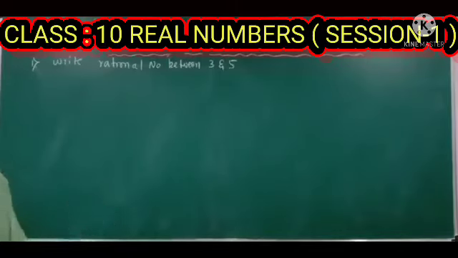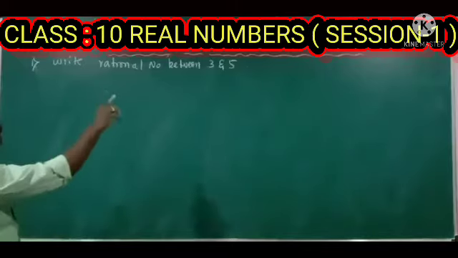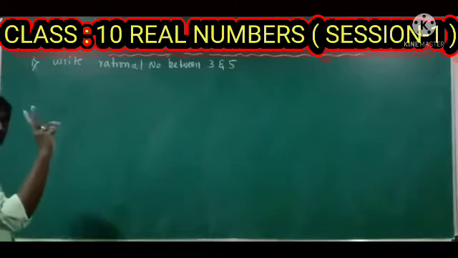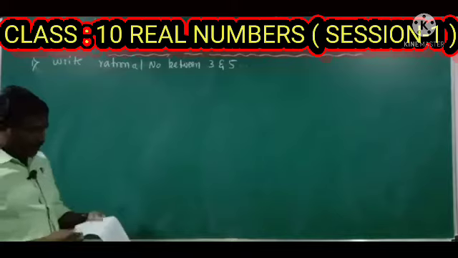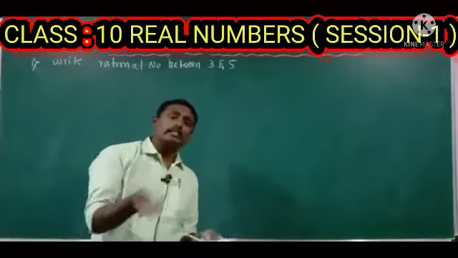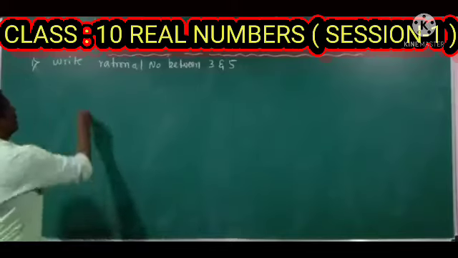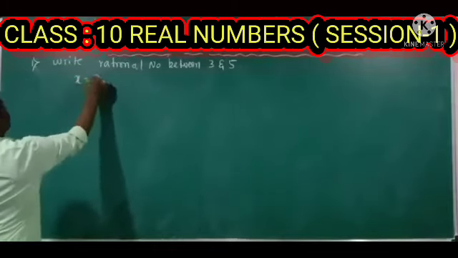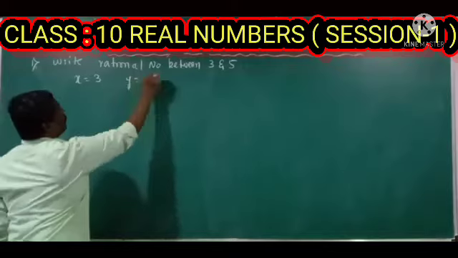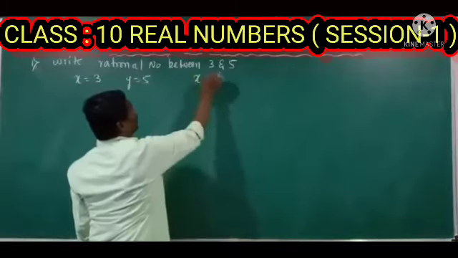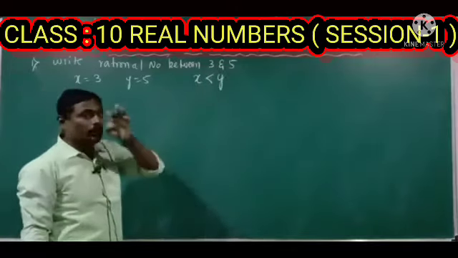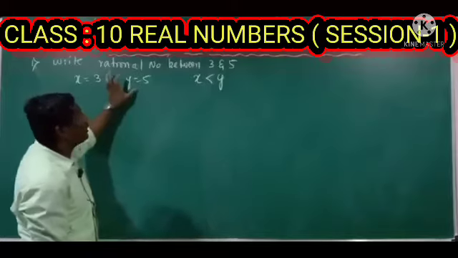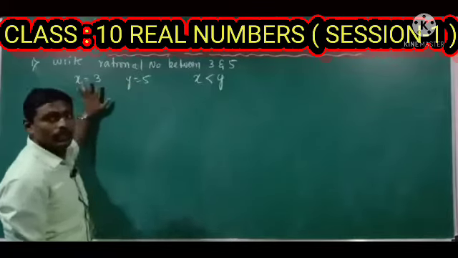In that, you have to take the two values as x and y. 3 and 5 are the two given values. You need to take those two values as x and y, and the condition is x is always less than y. So x is equal to 3 and y is equal to 5. It should satisfy the given condition, that x is less than y. The x value is always smaller than the y value. That's why I am taking y as 5 and x as 3.